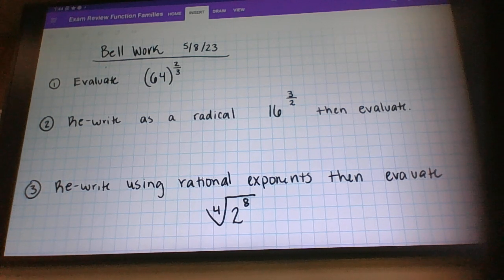Parentheses. It was 16, Y to the X, and then 3 over 2. You get the answer. Okay. Y to the X, 3 over 2.